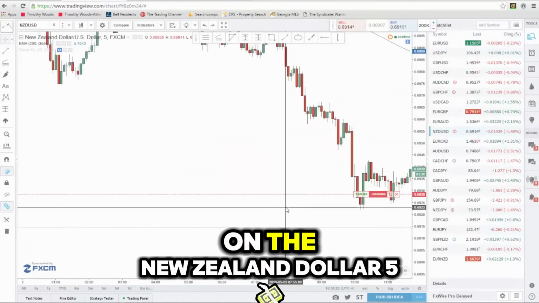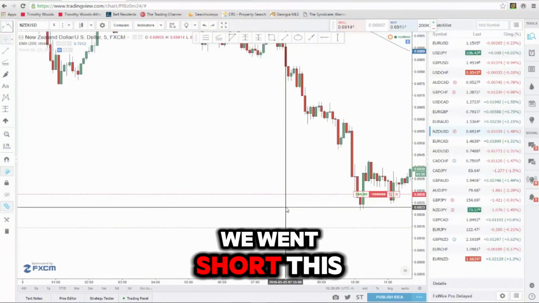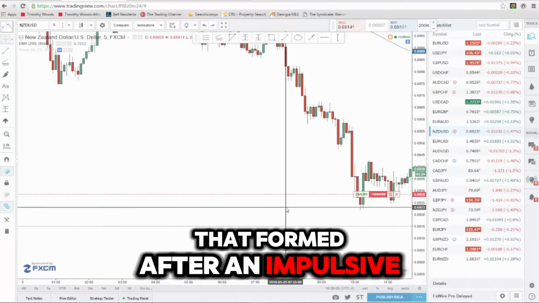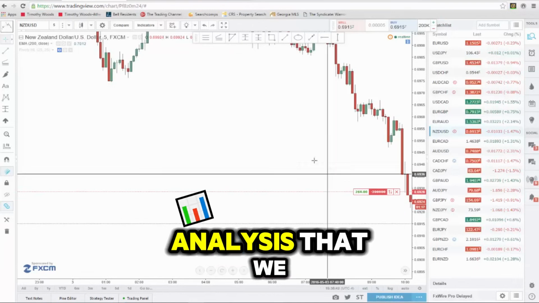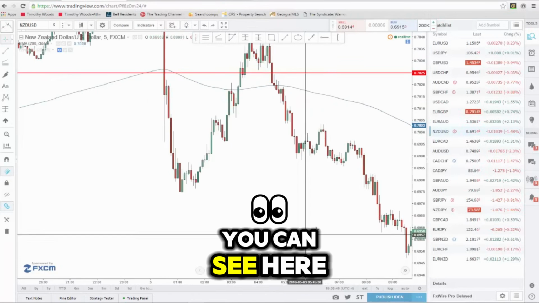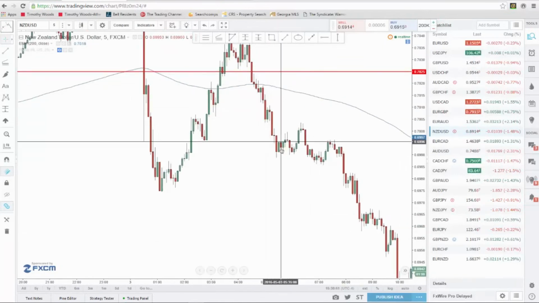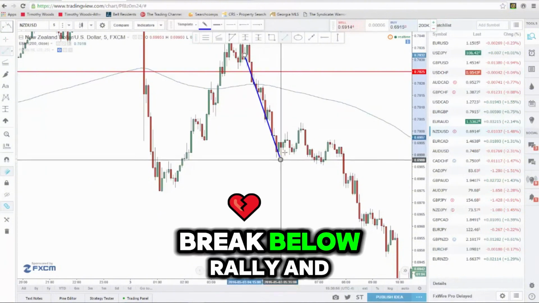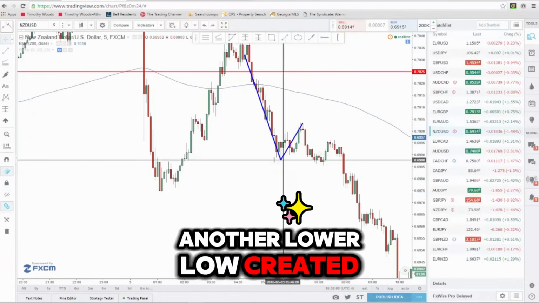Alright guys, so here we are on the New Zealand dollar 5-minute chart, and a couple of hours ago we went short this pair because of a pennant formation that formed after an impulsive move down. So what I'm going to do now is just walk you through some of the analysis that we did in order to get involved in that pennant formation. You can see here that we have broke below our 200 EMA, and according to my rules I need a rally, which we get here, break below, rally, and another lower low created.